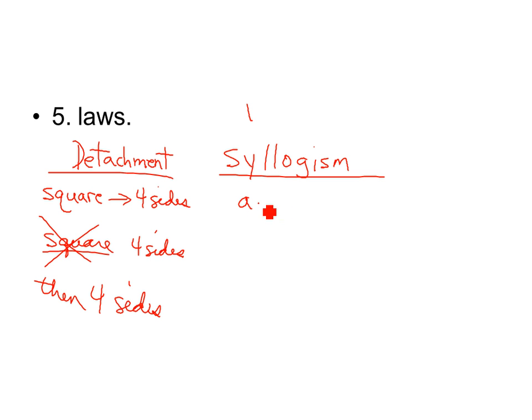What did the law of syllogism say? Oh, that's right. It is transitive. Sort of like the transitive property, only dealing with statements. A implies B, and then what? B implies C, then what can we say? A implies C. Then we know that A implies C.